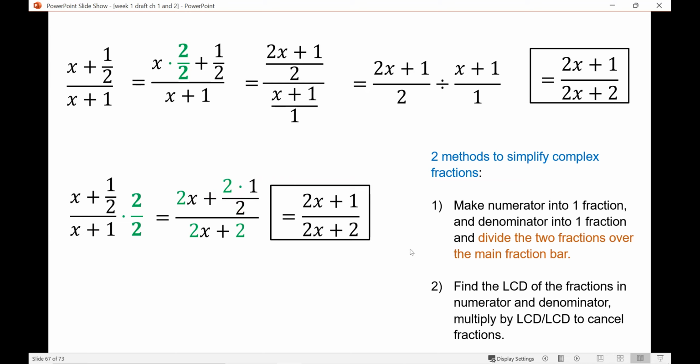So be careful to just understand where things are getting multiplied to, whether they're in the numerators or the denominators, okay?